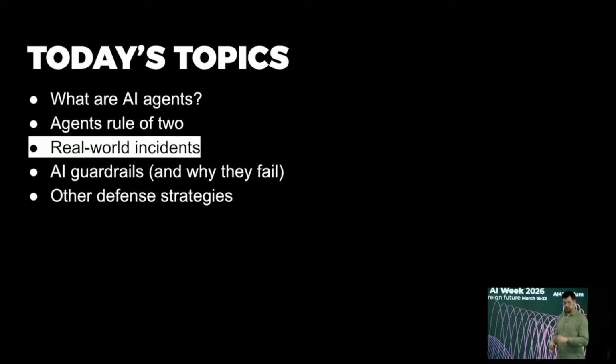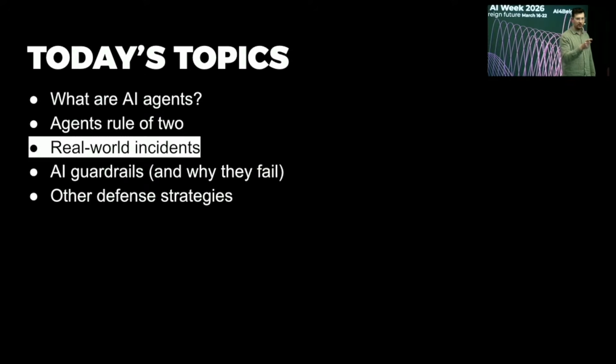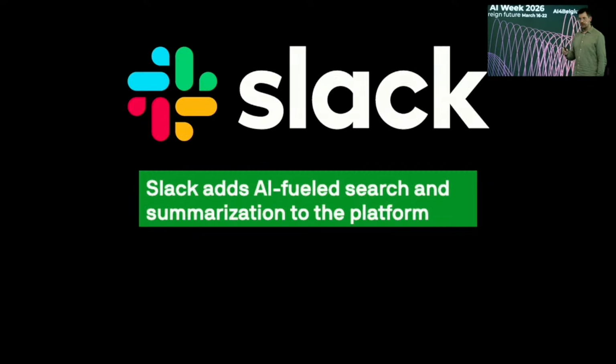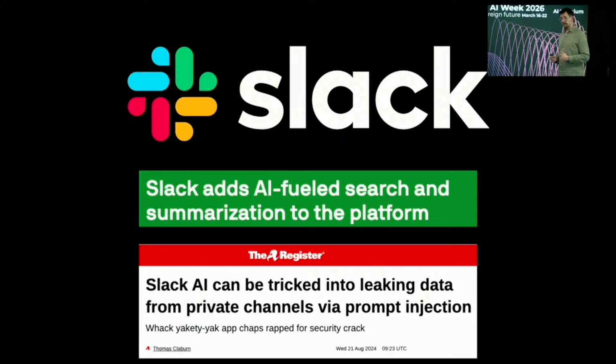Okay, so we know what AI agents are. We know what the rule of two is. Now let's have a look at those real-world incidents. First up, this incident at Slack. So Slack announced an AI-fueled search and summarization feature, very powerful, as this new generation of AI is very good at retrieving the right semantic messages in a search. So very powerful feature, but as you've already seen, there was a problem with that. It was capable of leaking private information from private channels. And let's dive into that.